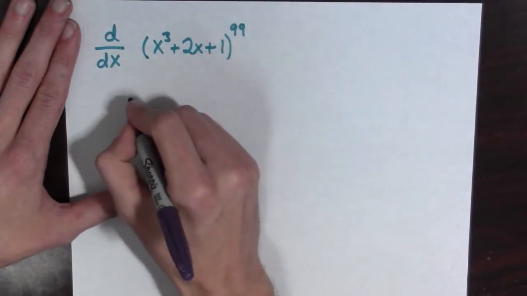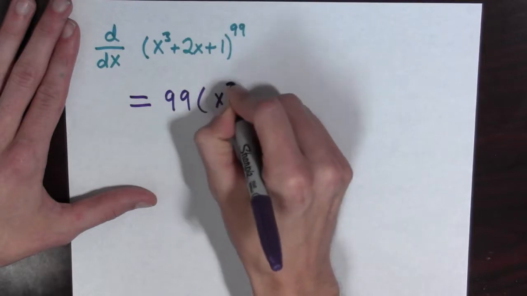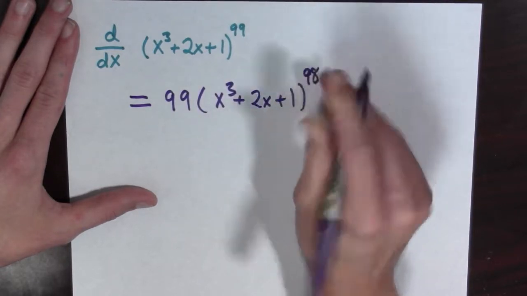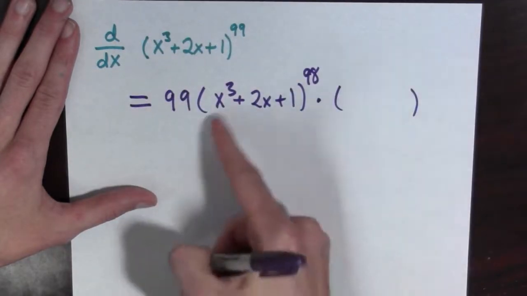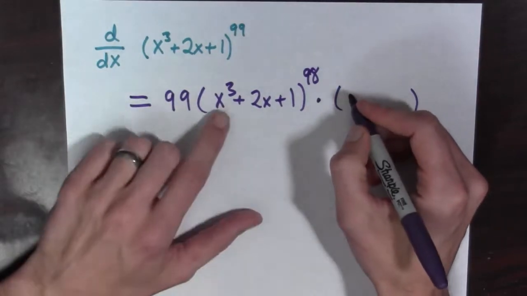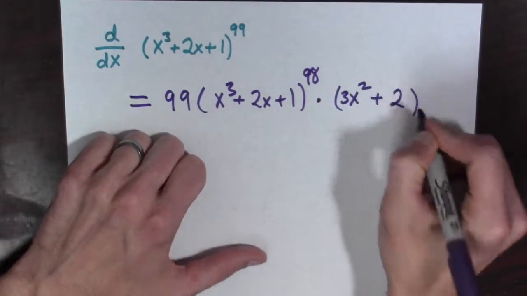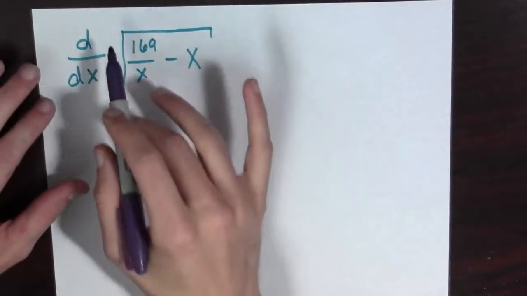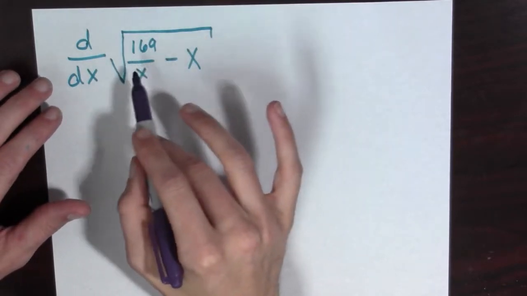Let's do it. I'm just going to write it down. So this is equal to 99 times x cubed plus 2x plus 1 to the 98th power. So I just took the derivative of the outside, and now I'm multiplying it by the thing on the inside, by the derivative of the thing on the inside, which is going to be 3x squared plus 2. Done. Next example.